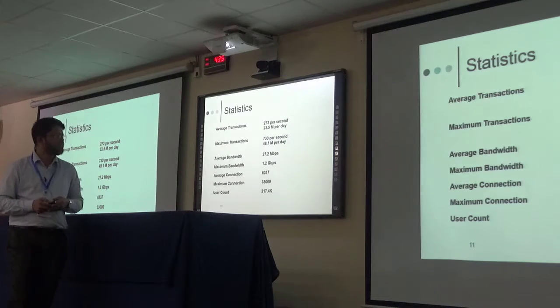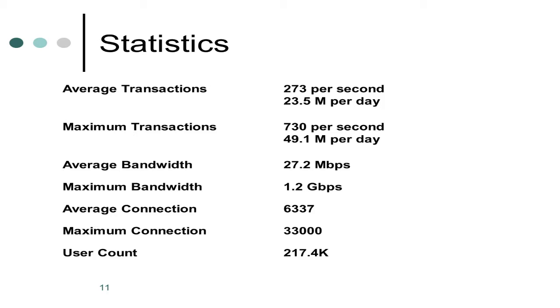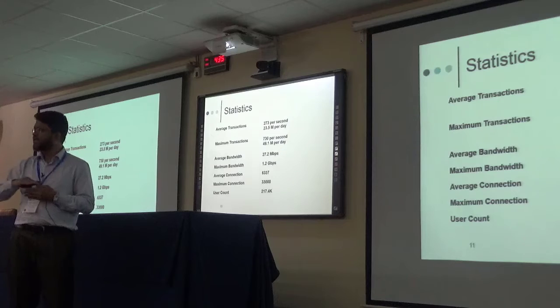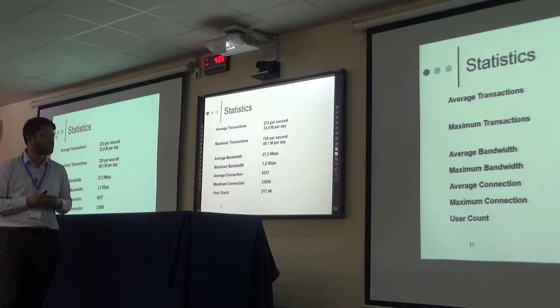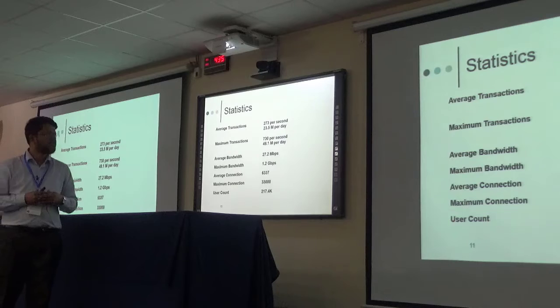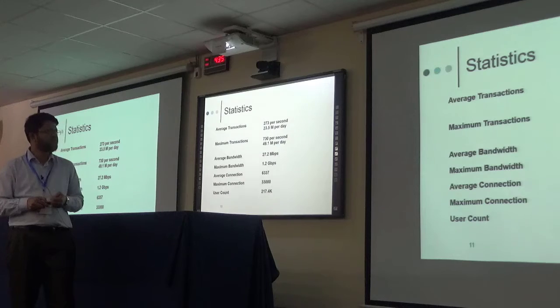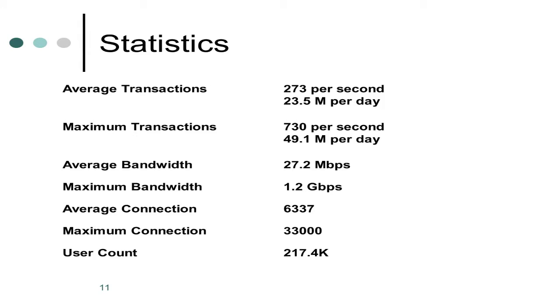Okay. So average transactions is 273 per second and 23.5 million per day. Transaction means the number of packets that will be processed through this CESS. The maximum transaction that we got in one of the periods was 730 and 49.1 million. Average bandwidth used was 27 Mbps, but we have a hike to 1.2 Gbps during the attack scenarios.